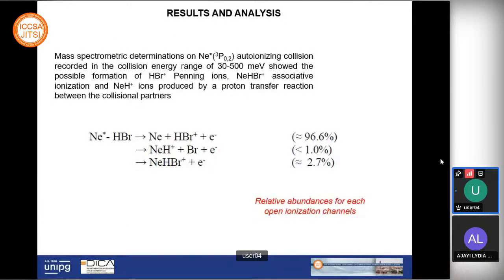The performed determinations show the opening of the relative channels for the HBr molecules, and we can see the relative abundances for each open ionization channel. We determined, in the range of 30-500 millielectron volts, the formation of the associative ionization products, the pending ions, and also the products of the proton transfer reaction, but with a relative abundance under 1%.